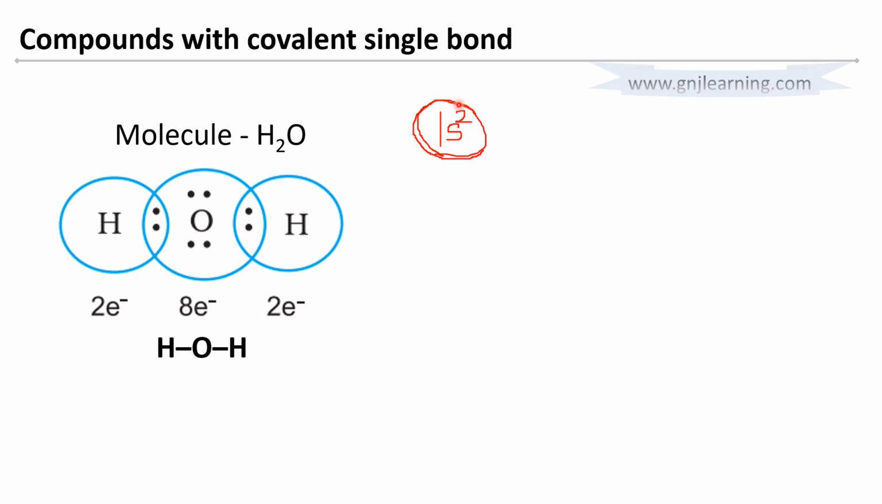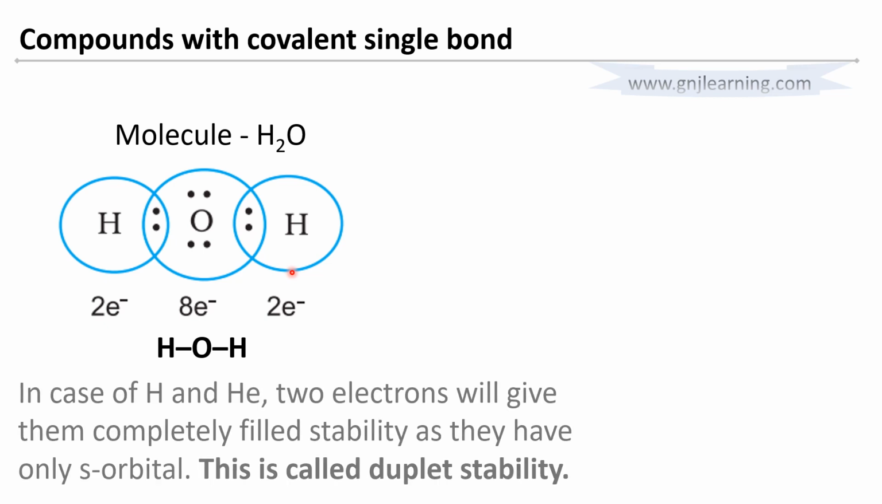Clear? So whenever there is a stability that is attained due to 2 electrons in the first shell, we call it doublet. In this slide, for heavier atoms, it is the octet, and for very light atoms like hydrogen and helium, it is the doublet that shows the stability. In the case of hydrogen and helium, 2 electrons will give them completely filled stability, as they have only s orbital. This is called doublet stability.